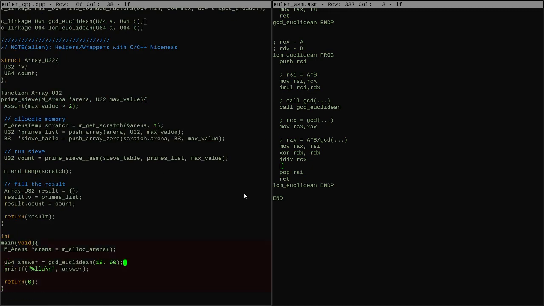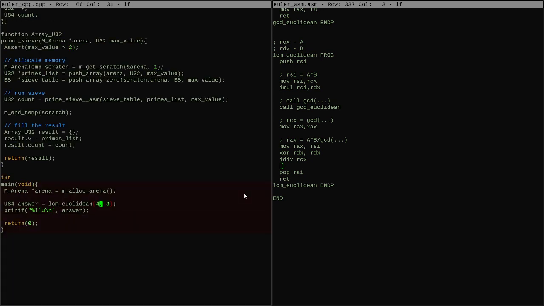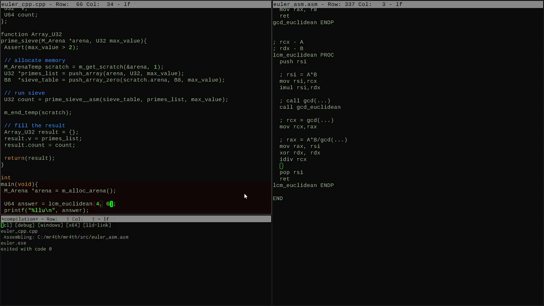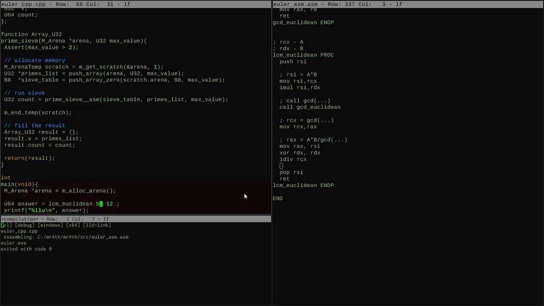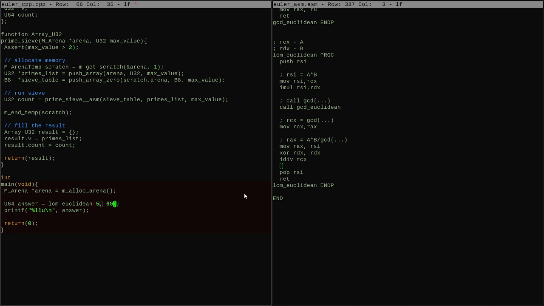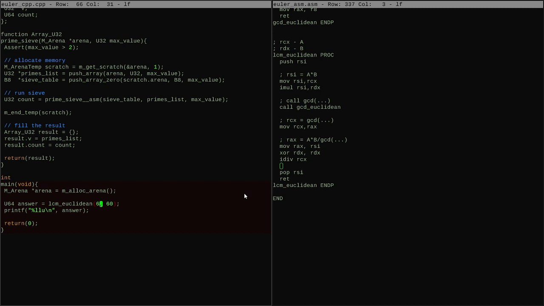Okay, so give me the LCM of 2 and 3. 6. Of 3 and 4. 12. Okay, give me the LCM of 6 and 4. Also 12. Give me the LCM of 12 and 5. 60. Give me the LCM of 60 and 6. Cool. Okay. So we're computing the LCM there.